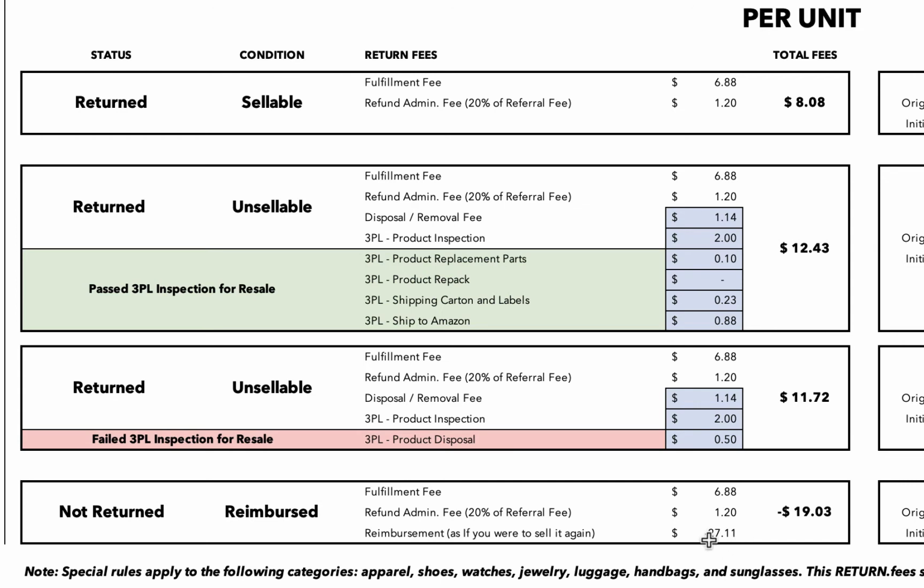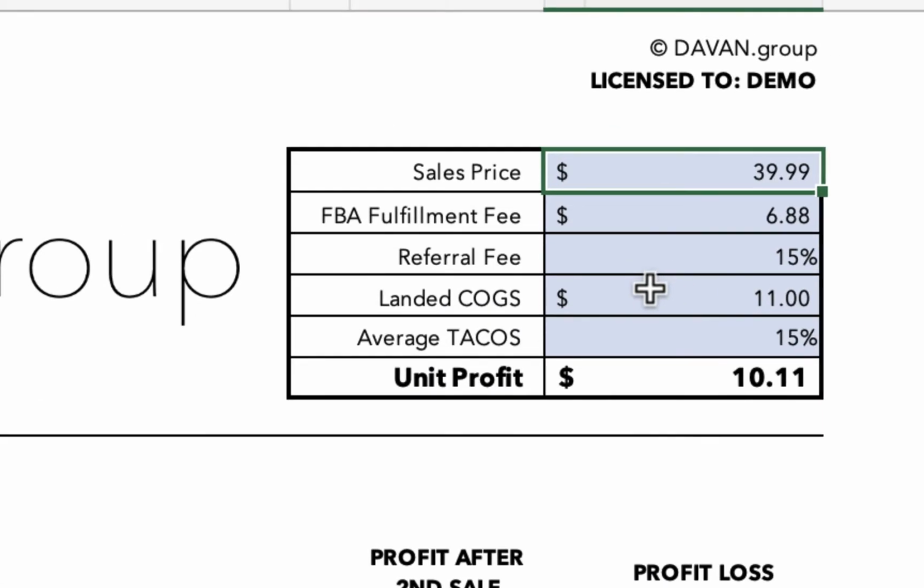So in our scenario, it's $27.11 that we get reimbursed. Let's take a look at where that comes from. So Amazon says, okay, we don't know what your landed COGS are, right? We're not going to reimburse that. It's reimbursed in the sales price. We don't know your advertisement costs, so yeah, we're not going to reimburse that. The fulfillment fee right here, we're going to charge it again. So take a look, $27.11. That's what you're getting reimbursed for.